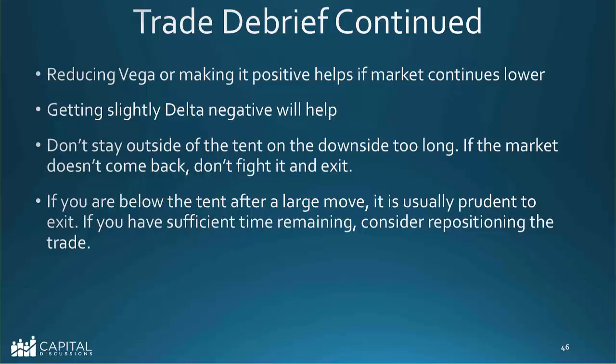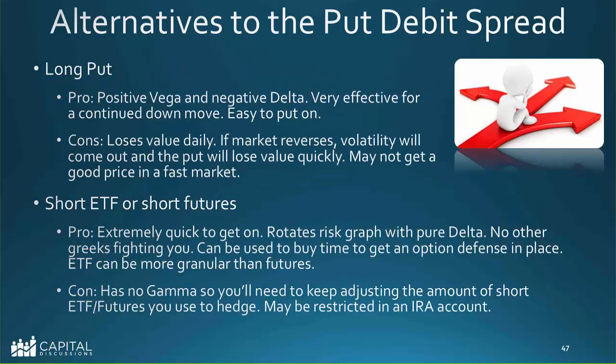Okay, so we talked about all the things on this slide. Alternatives to the put debit spread, like we said, you can do a long put. Some of the pros: it's positive vega, which helps, and negative delta. It's very effective on a continued down move, and it's easy to put on.